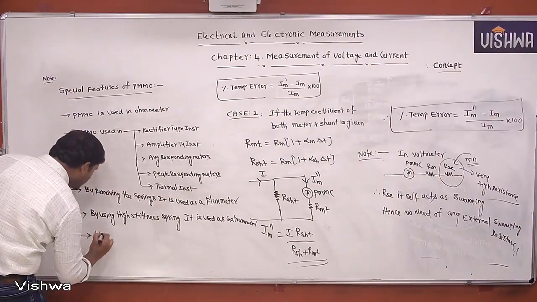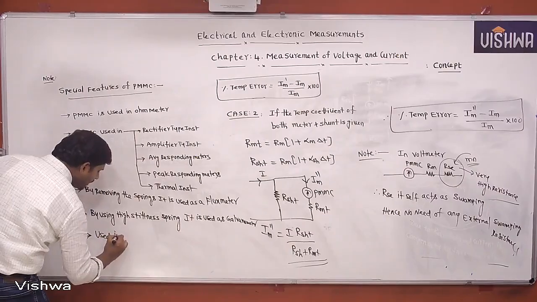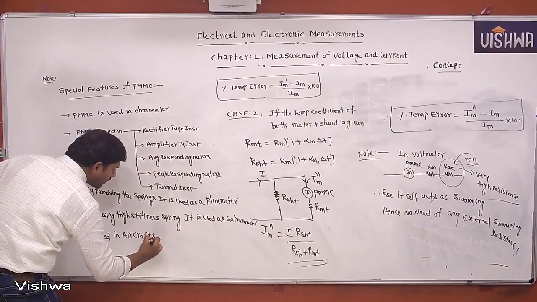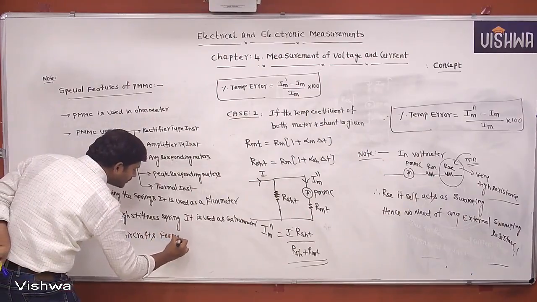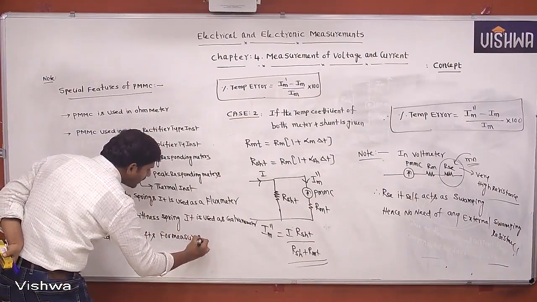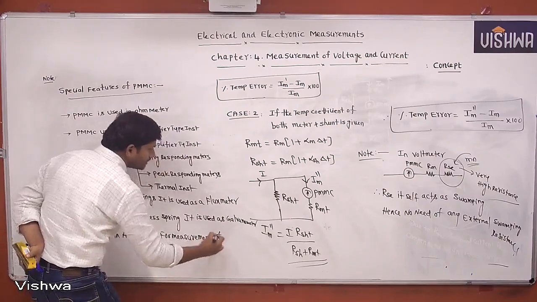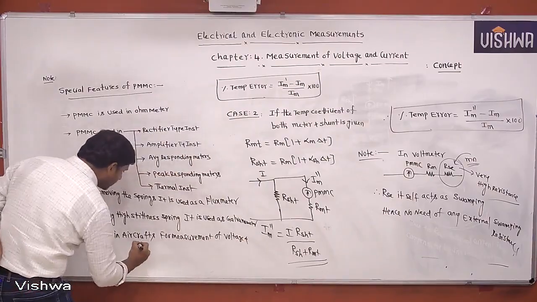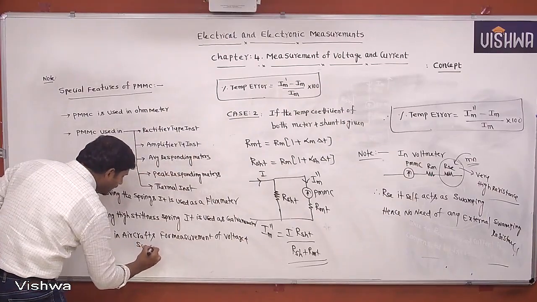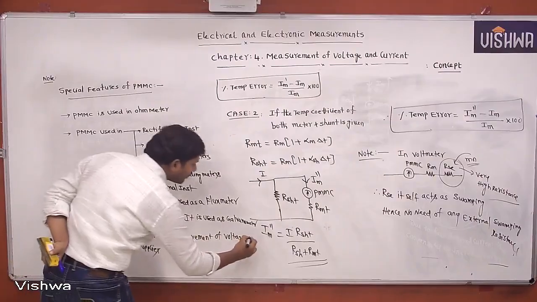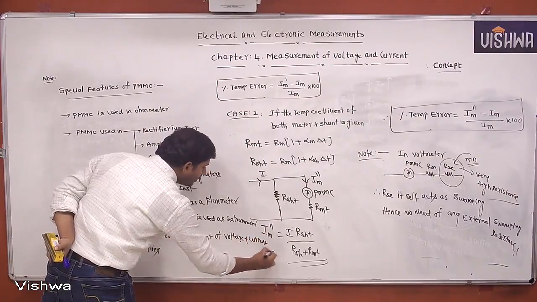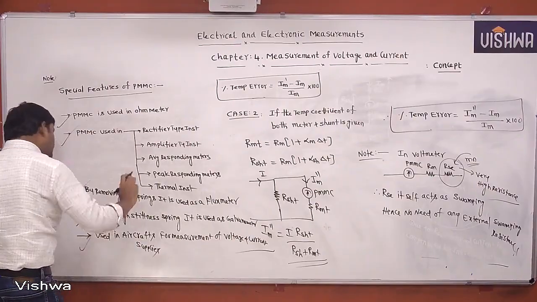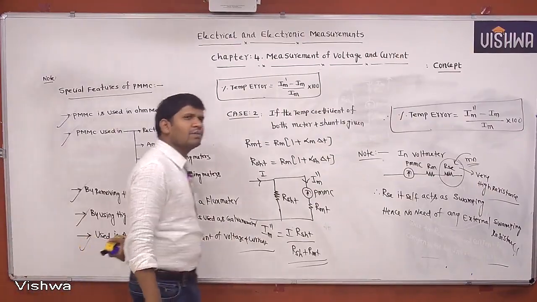Used in aircraft supply for measurement of voltage and current. Like this, one of the special features why it is preferred in aircraft supplies for measurement of voltage and current is that it is less affected by external magnetic fields, stray magnetic fields.